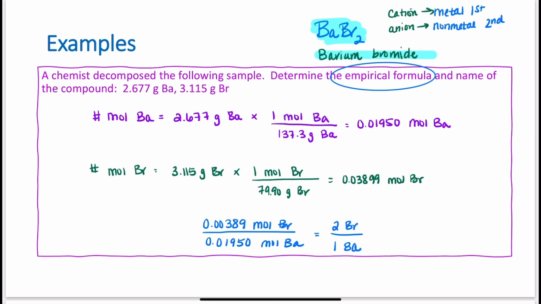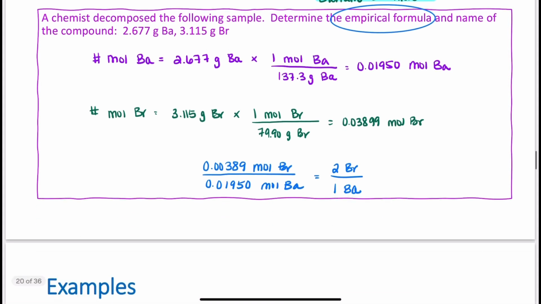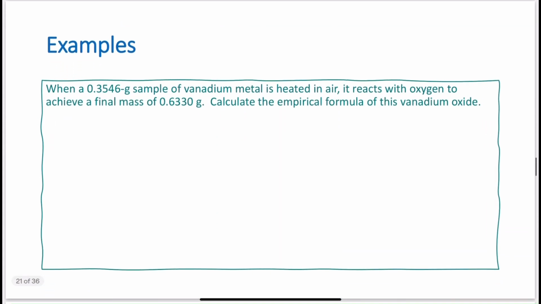I do not have to put a Roman numeral on barium because barium is an alkaline earth metal. It's in the group 2 column. So that means it has a fixed oxidation state of +2 when it is in its ionic form.